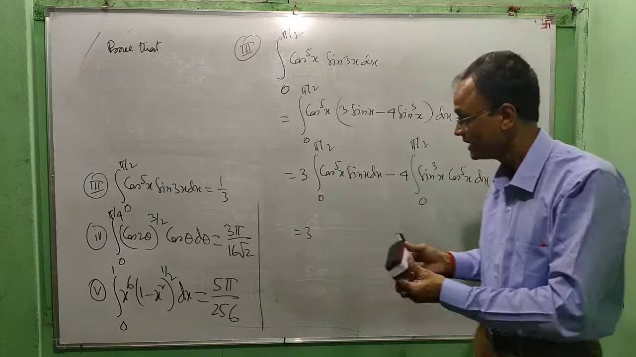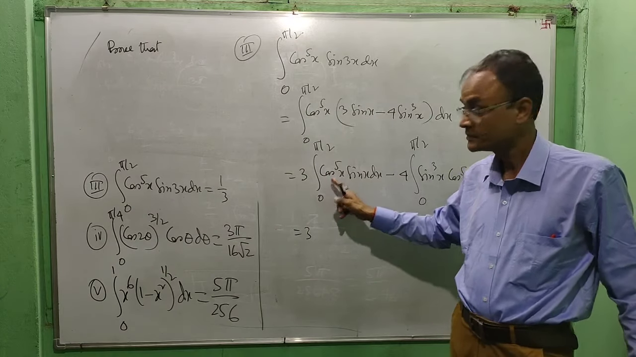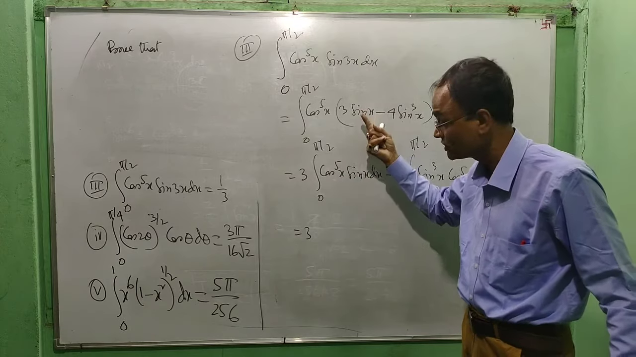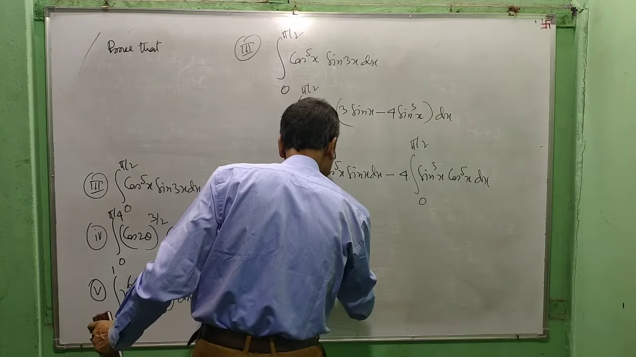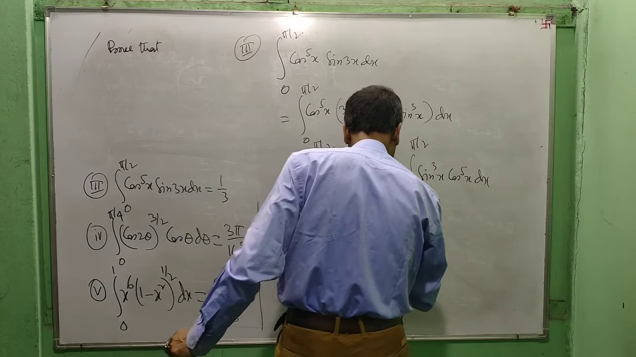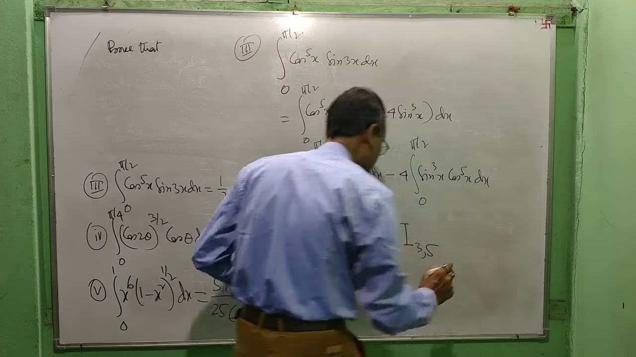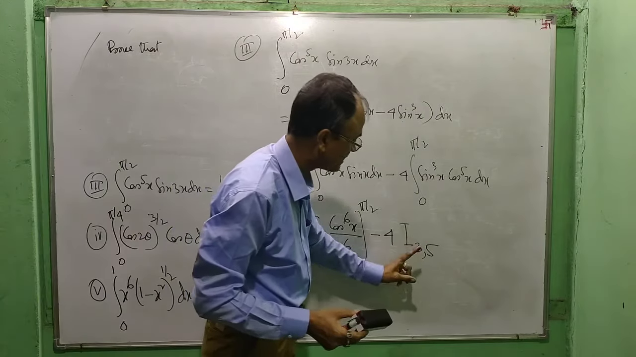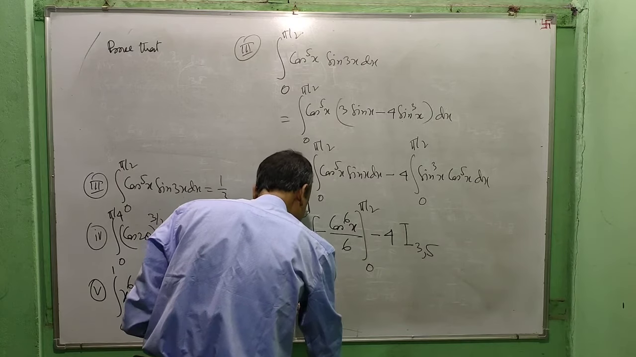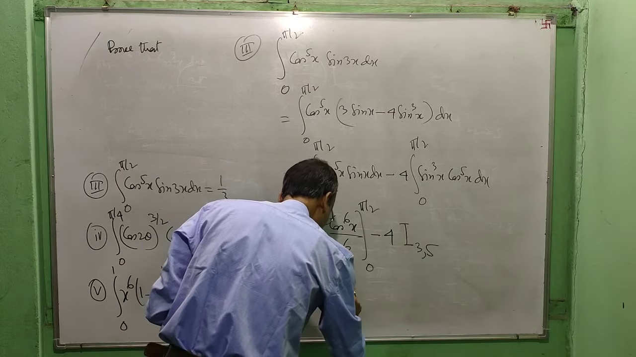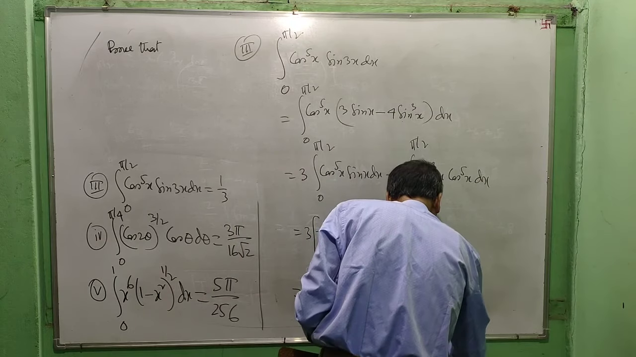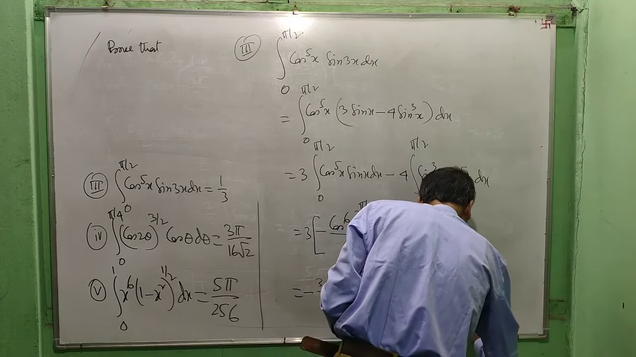To integrate the first one, you see, if you put cos x equal to z, sin x dx will be equal to minus dz. Means z to the power 5 into minus dz gives minus z to the power 6 divided by 6, means minus cos to the power 6x divided by 6, from 0 to pi by 2. Minus 4, and the last theorem tells us to write I 3 5, sin x whole to the power 3, cos x whole to the power 5.